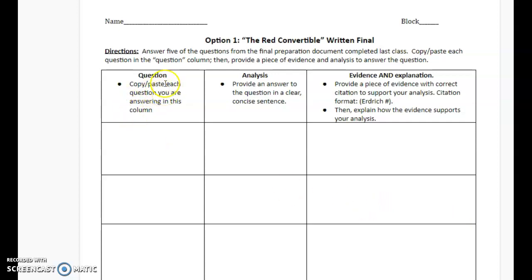So you see on the chart, you'll have to copy paste the question into this column. You'll write an answer or analysis in the second column, and then finally you'll provide evidence and explanation to connect your analysis in the final column for 5 of the questions.